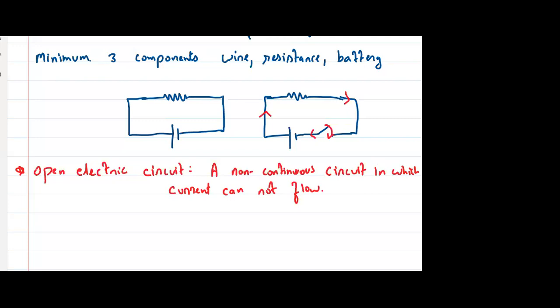So the switch should be open. Either it is taken out, yes, it is also a broken circuit. See, open circuit is broken circuit. Switch is removed, switch is open, everything is open circuit, right? Now, next is closed circuit.